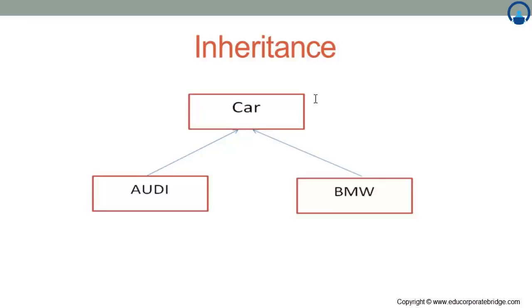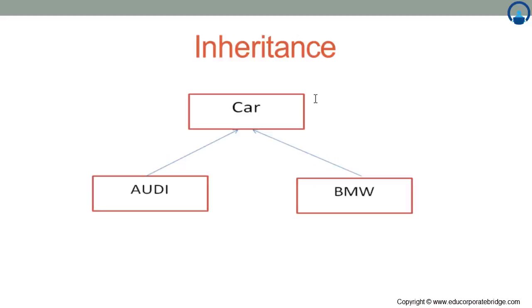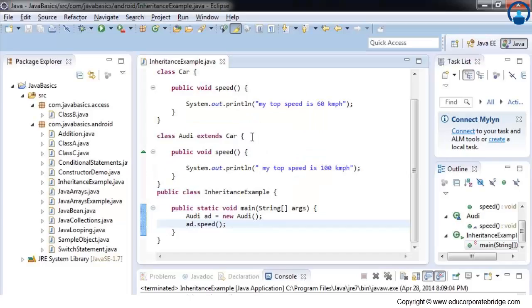Let's move on to the third OOPS concept, which is polymorphism. Polymorphism is basically the ability of an object to act in multiple forms, or if a class passes more than one is-a test, then that object of that class is considered polymorphic. In the last example, I showed you class Car, which was a superclass, and two subclasses, Audi and BMW. Since Audi is an Audi and Audi is also a Car, it has passed more than one is-a test.